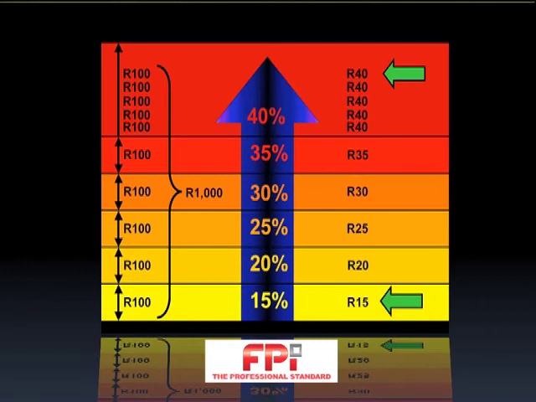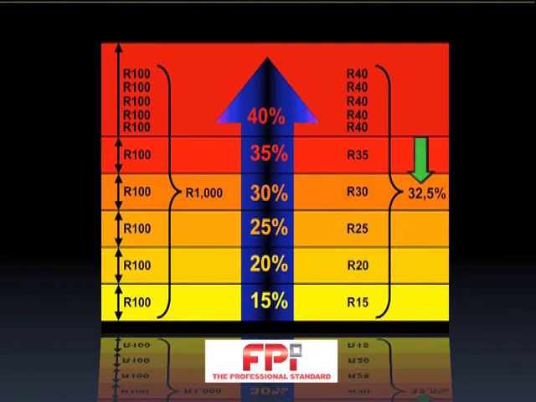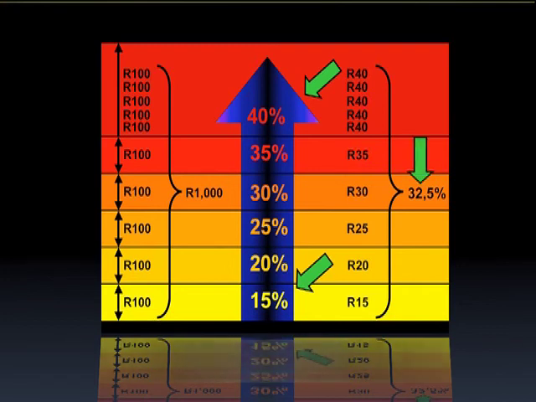In other words, if Bob earned 1,000 Rand in that tax year, he would pay a total of 325 Rand in tax. The 325 Rand in tax represents 32.5% of the 1,000 Rand that Bob earned. So although his current tax rate is 40%, because the first portion of his income was taxed at a lower rate, it means that he paid an average of 32.5%.